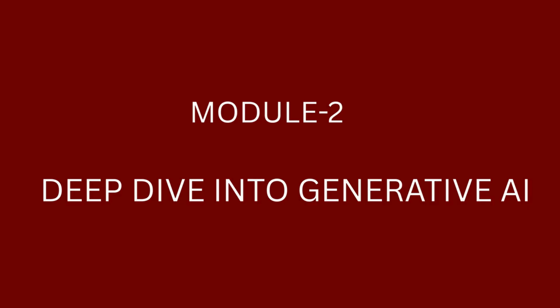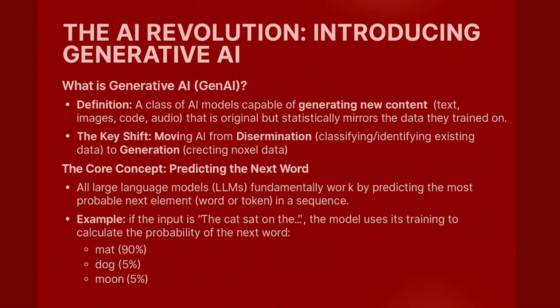Module 2, where we will take a deeper dive into generative AI, building on the foundational concepts you have already covered. So, the core of generative AI is revolutionary because it moves beyond classification to actively generate new content like text, code, or images that is original yet statistically consistent with the data it was trained on. This is the key shift. AI is moving from passively identifying what already exists to active generation, creating novel data.